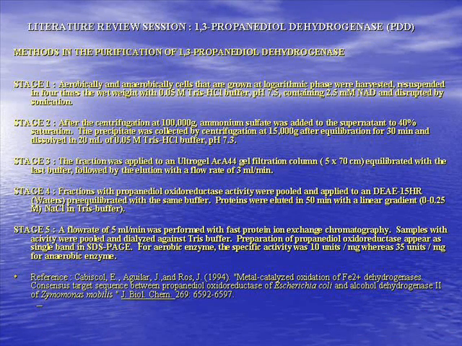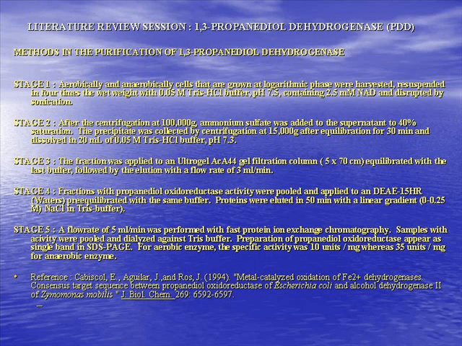There are a total of five stages to purify 1,3-propanediol dehydrogenase. Stage 1 is the growing of cells in aerobic and anaerobic conditions. Stage 2 is centrifugation and precipitation. Stage 3, gel filtration and elution by buffer. Stage 4 is pooling of enzyme and elution of enzyme with buffer.